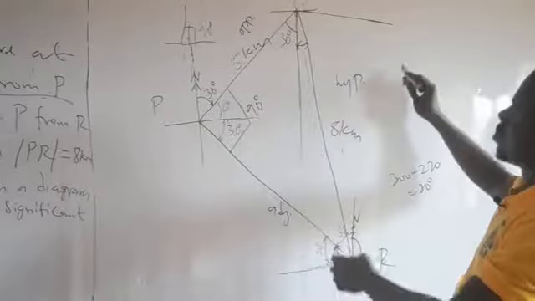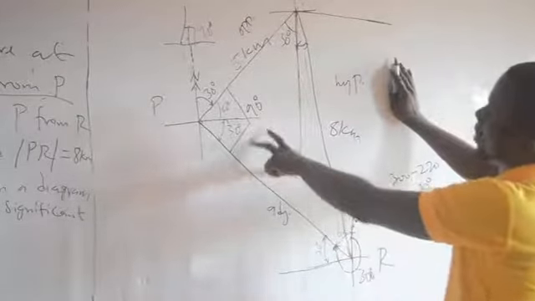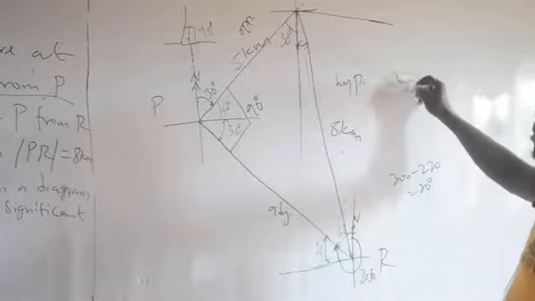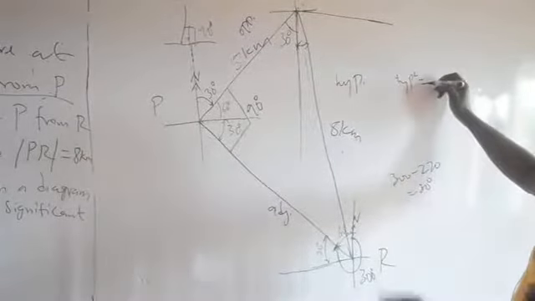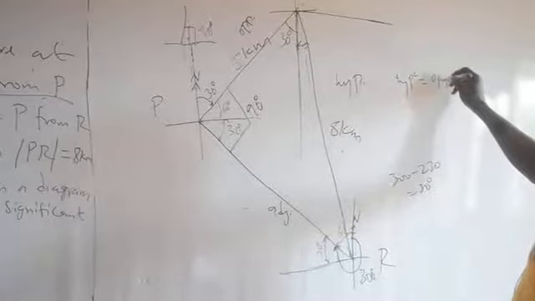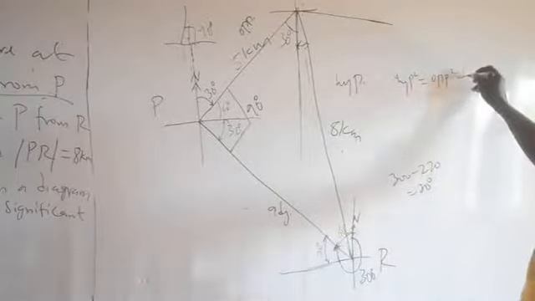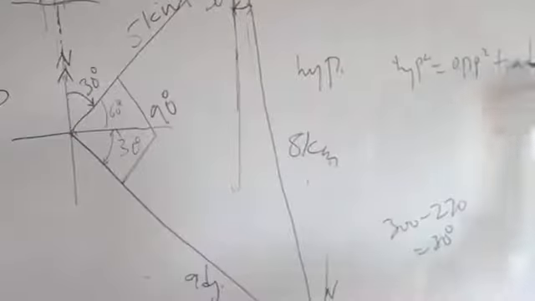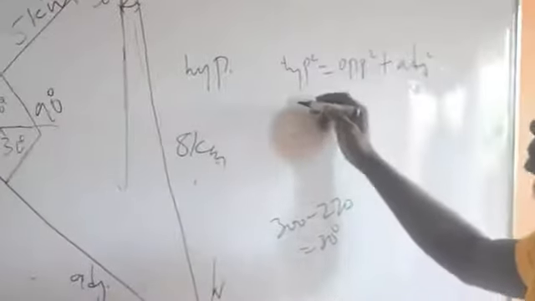Alright. So you apply the Pythagoras theorem, which says that the hypotenuse square equals the opposite square plus the adjacent square. Are you getting it? That's Pythagoras theorem. Hope you are following.